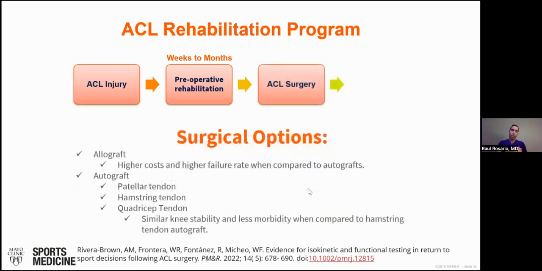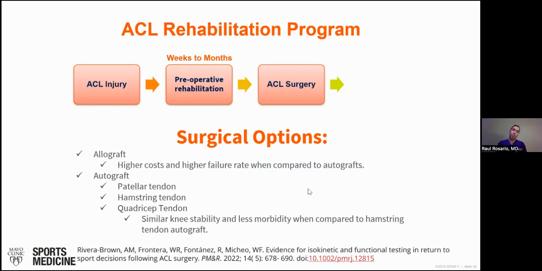So if they have surgery, the surgical option is they can use an allograft, which is a cadaver ligament. This usually is a higher cost, and it has a high failure rate compared to autograft. So we tend to do more of it in older patients. In younger patients, usually we prefer autograft, and in pediatrics, definitely autograft is recommended.